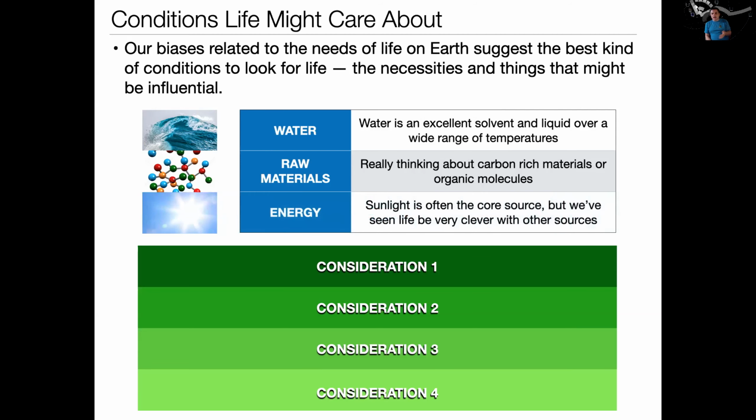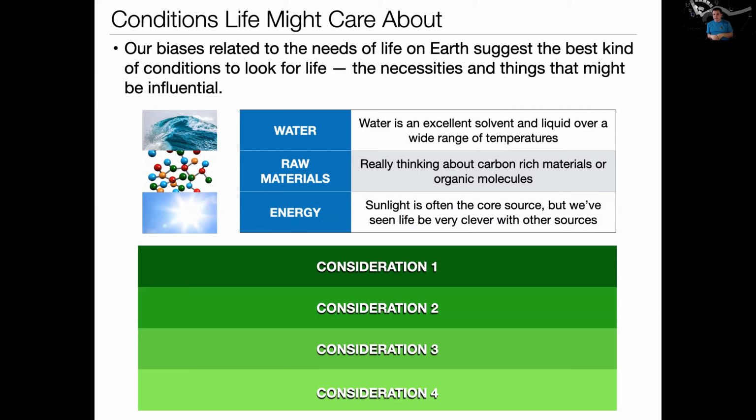So lastly, life needs a source of energy. So life certainly uses energy. It takes in energy from its environment. In the Earth's ecosystem, that almost always starts with the sun, and then plants photosynthesize it, and then we eat the plants and we get our energy from the plants, but originally that energy came from the sun. Okay, so sunlight's often the core source. That's what we mean by that.